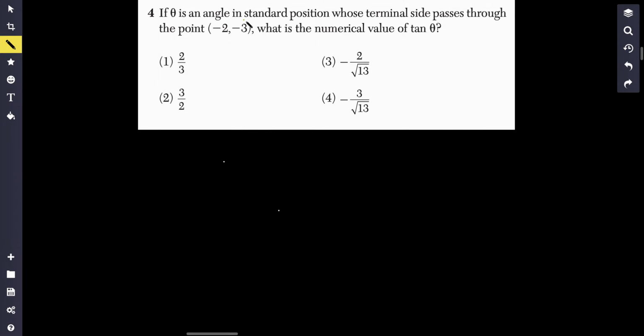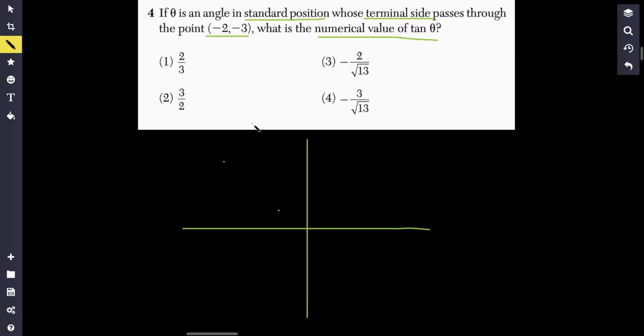If theta is an angle in standard position whose terminal side passes through the point (-2, -3), what is the numerical value of tangent theta? Let's understand what this problem is trying to ask us.